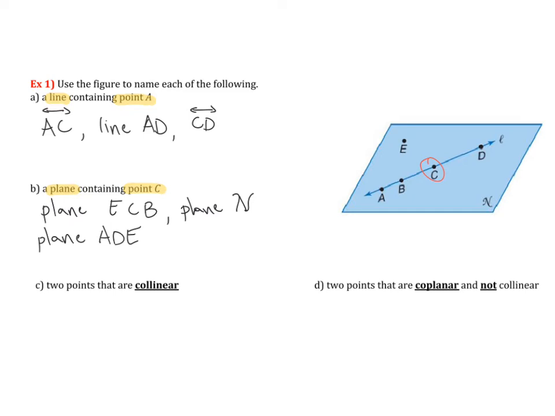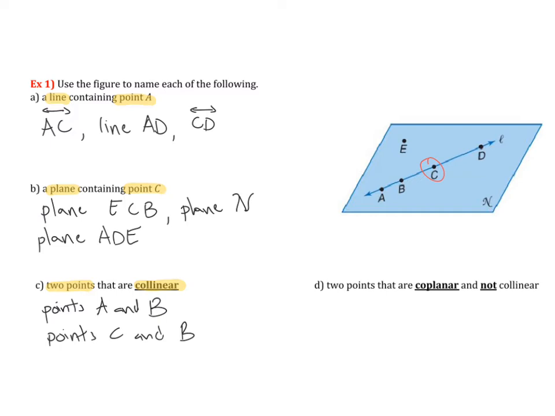All right, part C is asking us to name 2 points that are collinear. So collinear again means that we have points that are on the same line. So taking a look, we only have 1 line to worry about and we have several points. So you just need to pick 2 out of these 4 points. We could say points A and B. You could even say points C and B, etc.